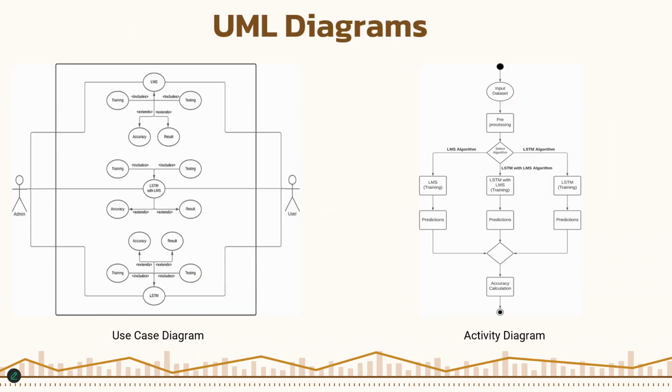Moving on to the next slide. I'll explain here the UML diagrams. Use case diagram. The diagram represents the interaction between the admin, user, and the system model. The admin is responsible for managing the training and testing processes of all three algorithms: LMS, LSTM, and LSTM with LMS. Admin can view the accuracy of each model and evaluate the results based on performance.